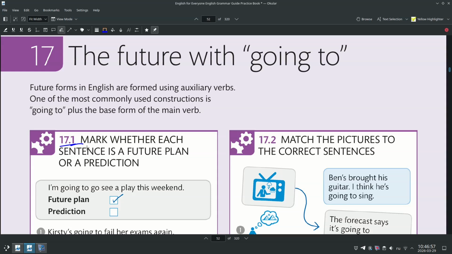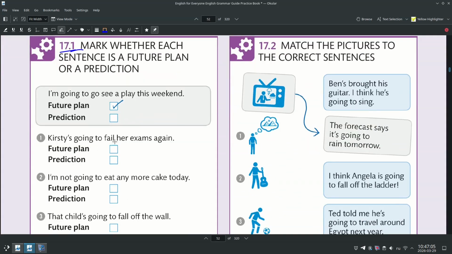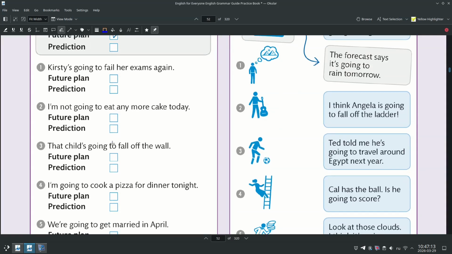17.1. Mark whether each sentence is a future plan or a prediction. I'm going to go see a play this weekend. Future plan. Number 1. Christy is going to fail her exams again. Prediction. Number 2. I'm not going to eat any more cake today. Future plan. Number 3. The child's going to fall off the wall.